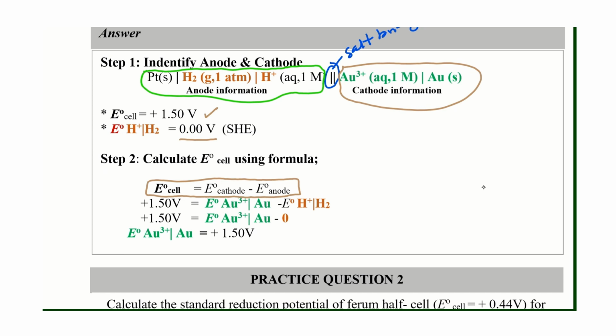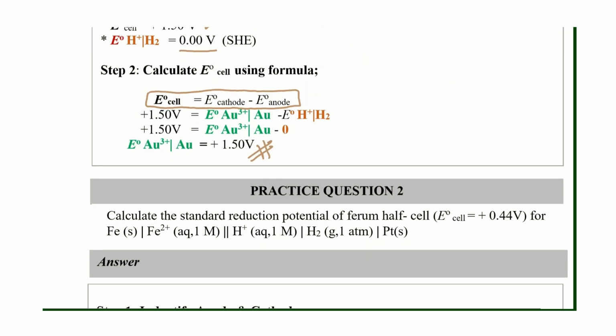E°cell is given as positive 1.5 volt. E°cathode stands for E° gold, which we have to calculate, minus E° hydrogen. E° hydrogen value is 0. So after that, we will get the answer: positive 1.5 volt.